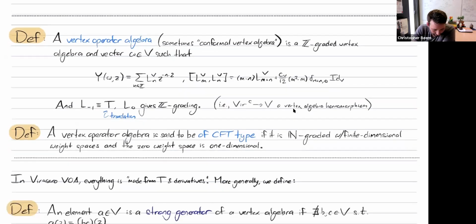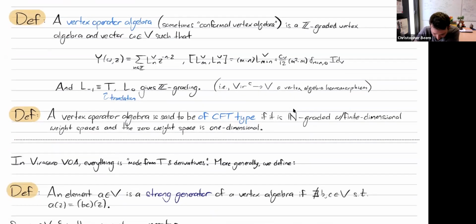And finally, because I'll mention this name later, a vertex operator algebra is said to be of CFT type if it's actually N-graded, so no negative conformal dimension pieces, has finite dimensional weight spaces, and the zero weight space is one-dimensional, which is just the vacuum. So this is of CFT type because it's rules that you would say that you should have if you were actually encountering this thing through a CFT.